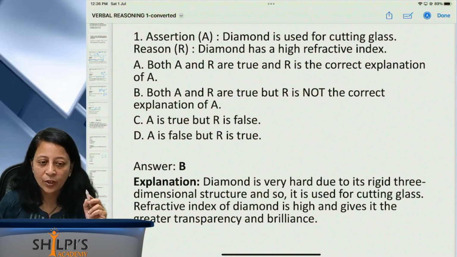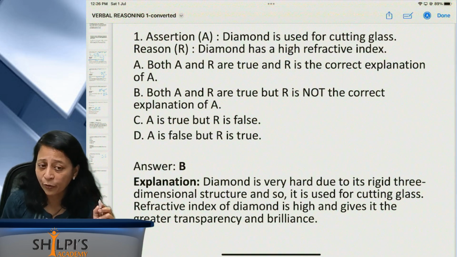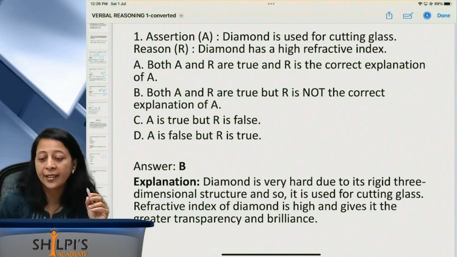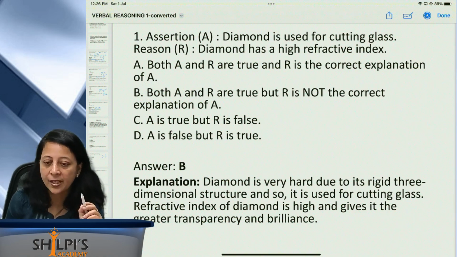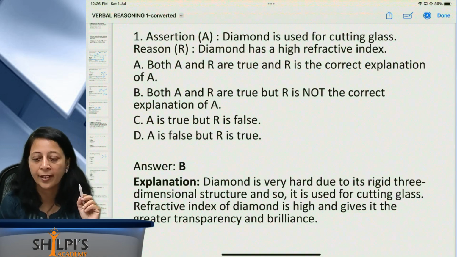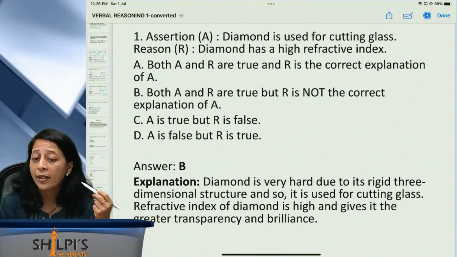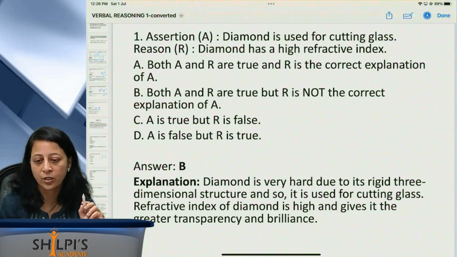Diamond is used for cutting the glass. Diamond has a high refractive index. Okay. Can anyone deny that diamond is used for cutting glass? 100% a diamond is used for cutting the glass. We all have to agree that. Likewise, diamond has a high refractive index. That is also correct. Okay.